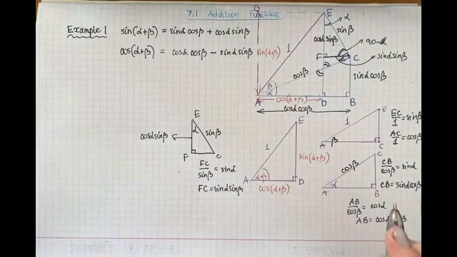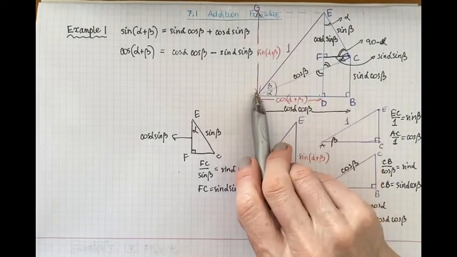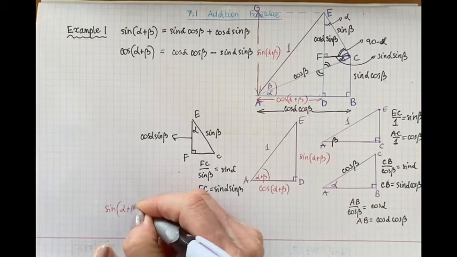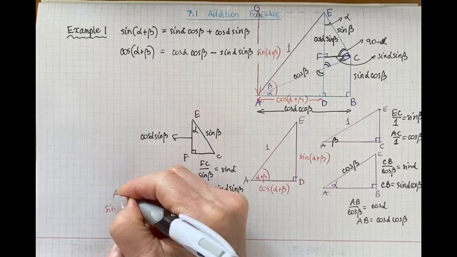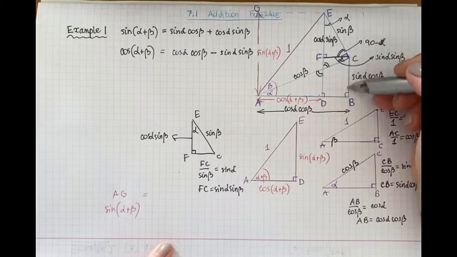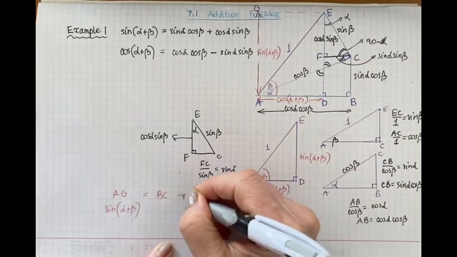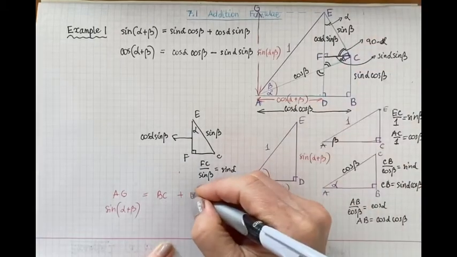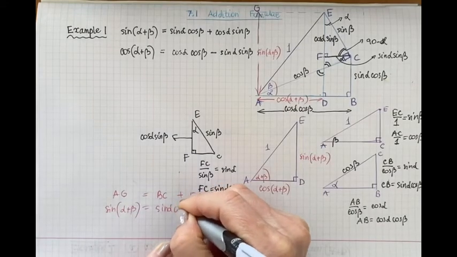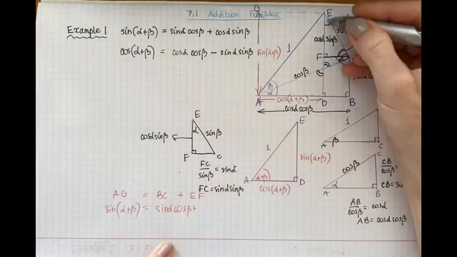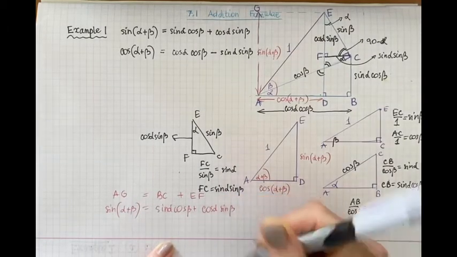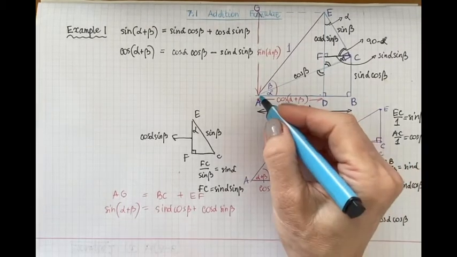Now we are ready to do the results. So that side that I've just written down, sine alpha plus beta, which is our side AG, this must be equal to, look very carefully, BC add EF. And BC is sine alpha cos beta, and EF is cos alpha sine beta. Easy. Okay, and then let's look at that side over here.